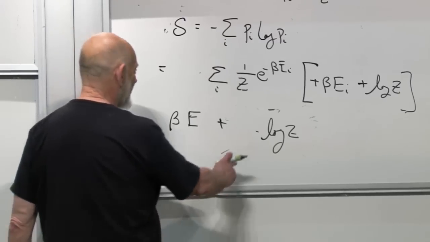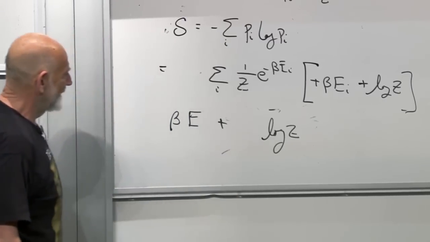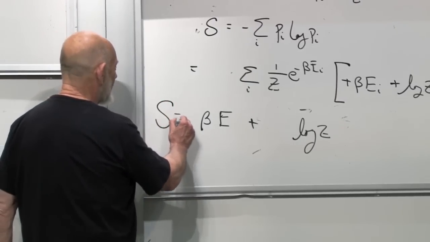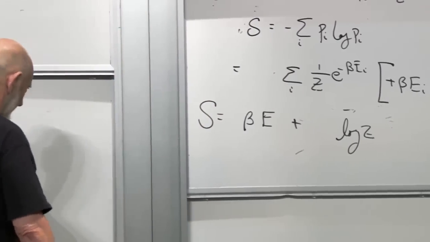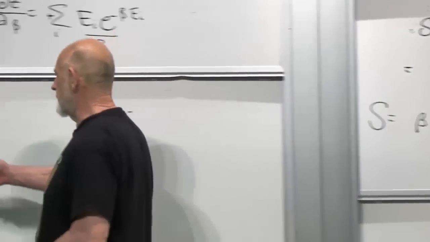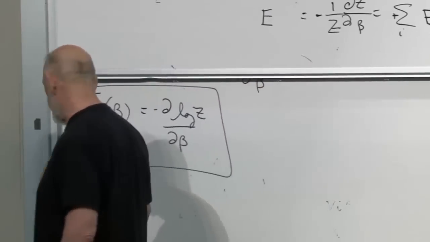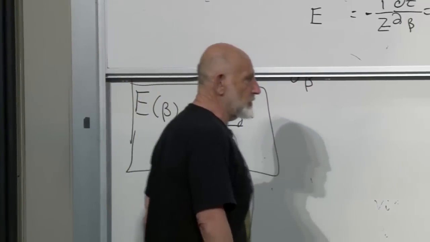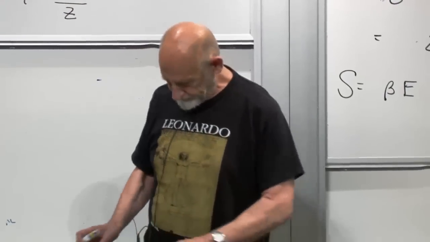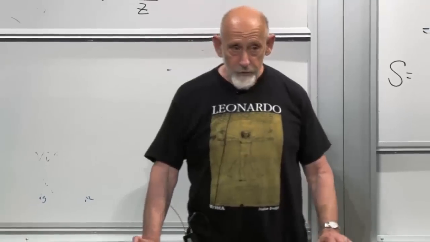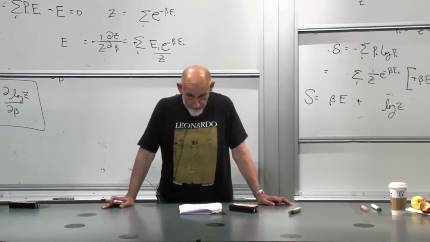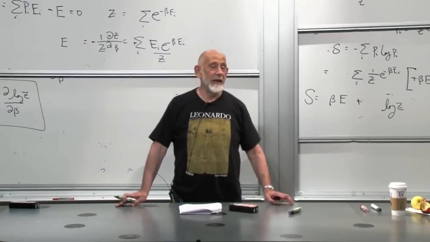What was this thing? Anybody remember what I calculated? The entropy. So we have an interesting formula for the entropy: beta times E, I could write E in terms of a certain derivative of the log Z, but I don't need to. I'm just going to leave it as the average energy, plus the logarithm of Z. The logarithm of Z is a thing which comes up over and over again. I'm not going to give it a name at the moment.